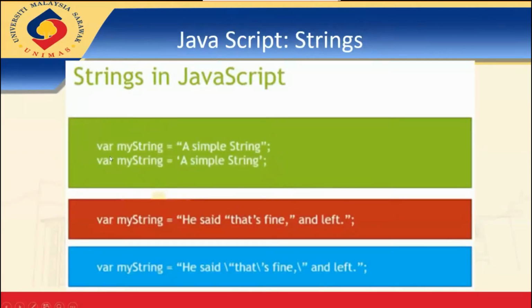So, JavaScript string: you just put anything in double quotation or single quotation and it is a string. But one thing, note the point: if you want to include a string in double quotation, but inside the double quotation you want to insert another double quotation, then the JavaScript engine cannot differentiate between this double quotation and the nested double quotation.